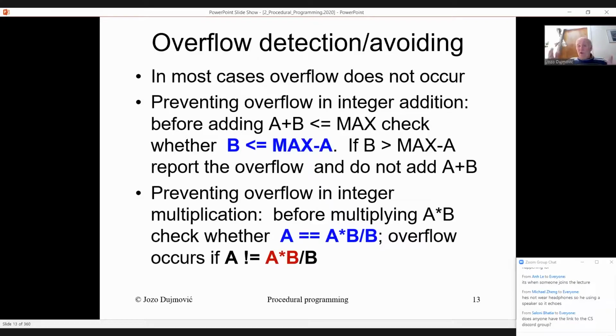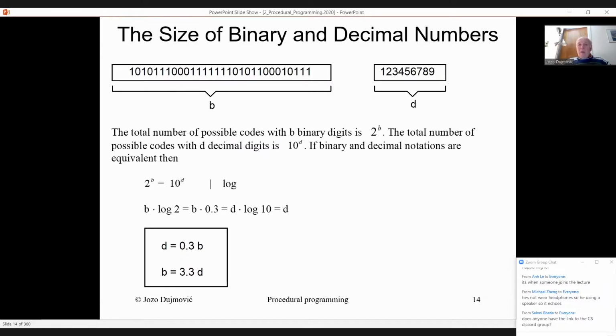And is this necessary in each and every multiplication? Of course not. But if you have a situation that you suspect that you might have this problem, you know how to solve it. And that is what we do here.